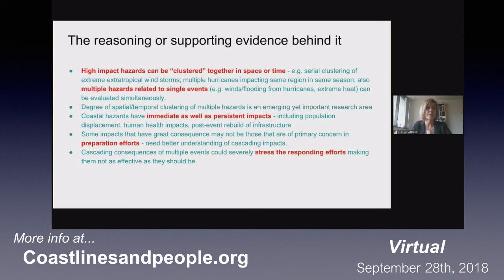And finally, there is a lack of consideration of multiple hazards and cascading impacts in disaster preparation and response, which could lead to less effective efforts by the local operational community and long-term decreased community resilience. This is it, thank you.